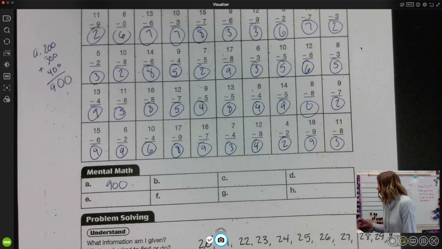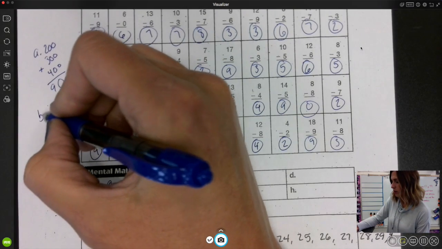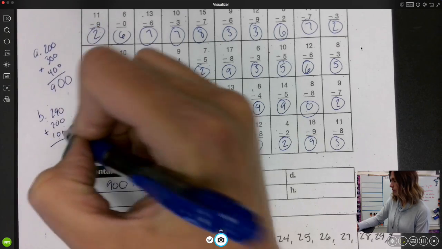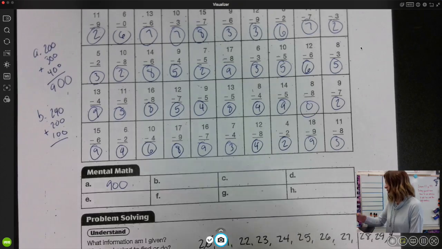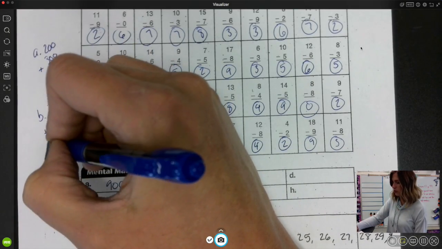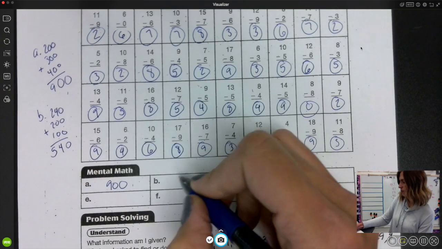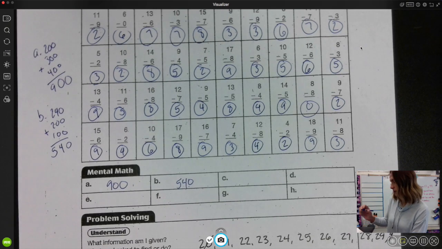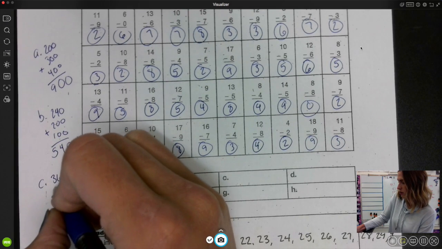B says 240 plus 200 plus 100. All these zeros in the ones column equals 0. 4 plus 0 equals 4, and then 2 plus 2 is 4, plus 1 more is 5. So you get 540. C, we get 36 plus 20 plus 9.